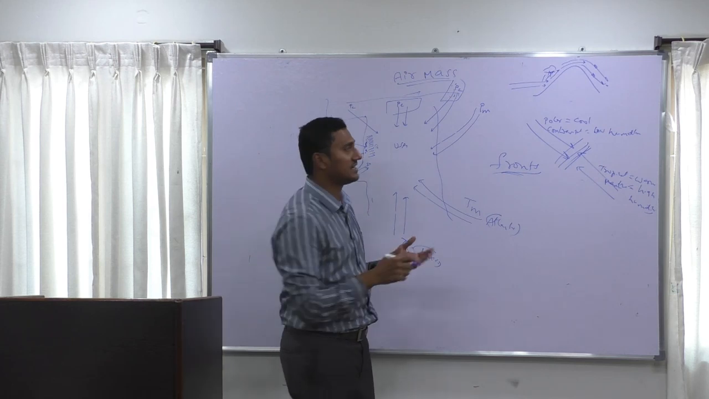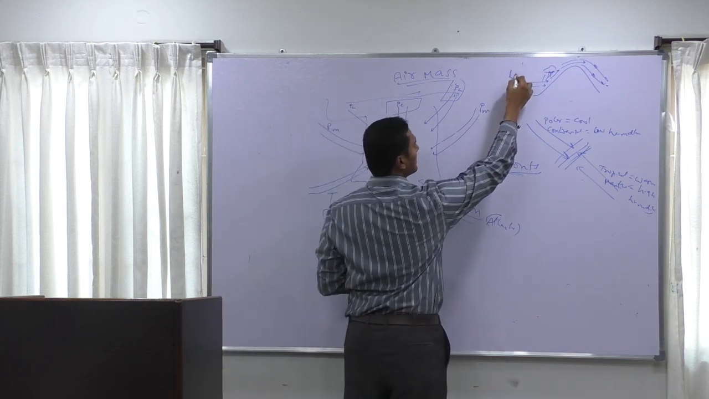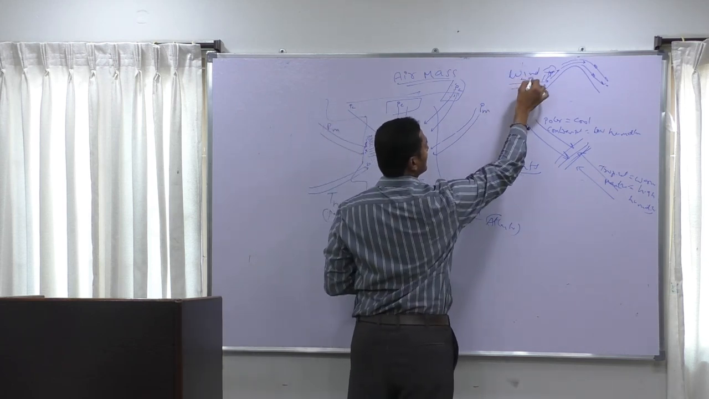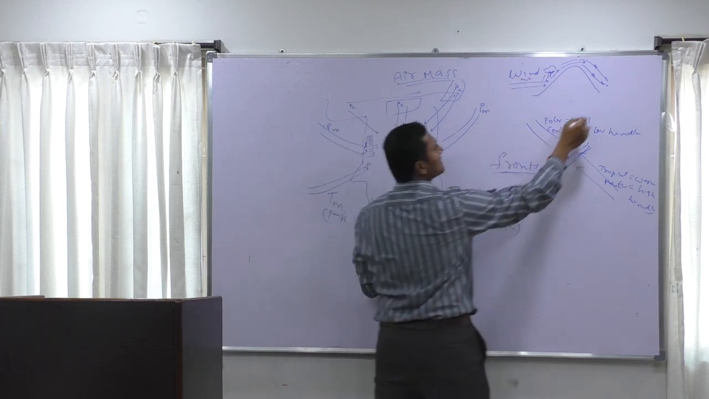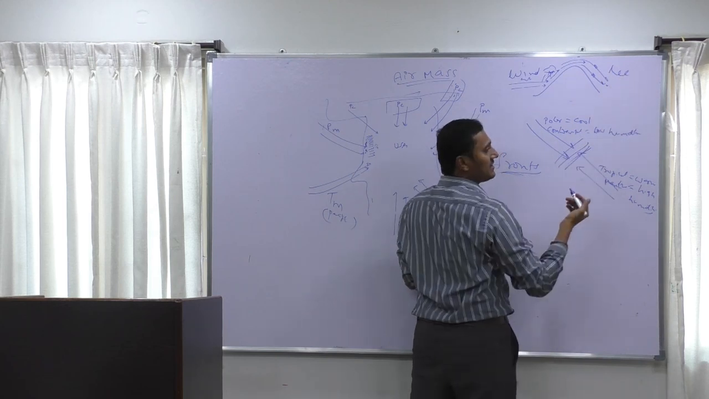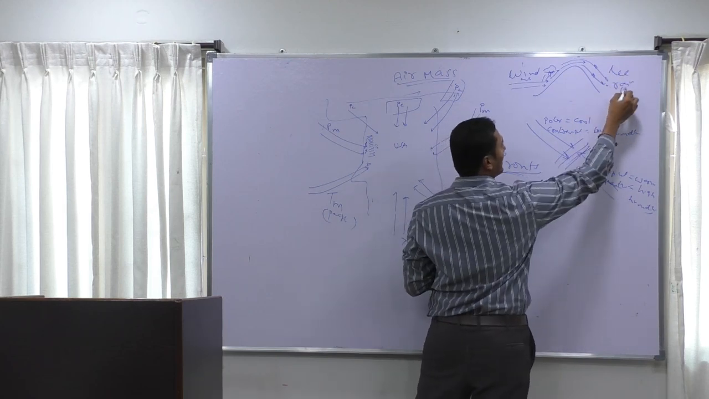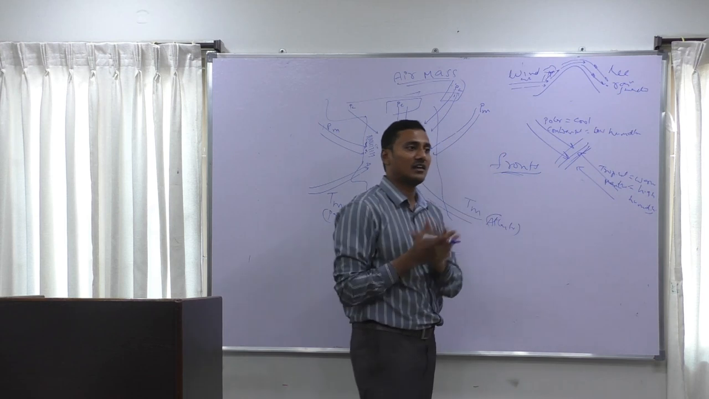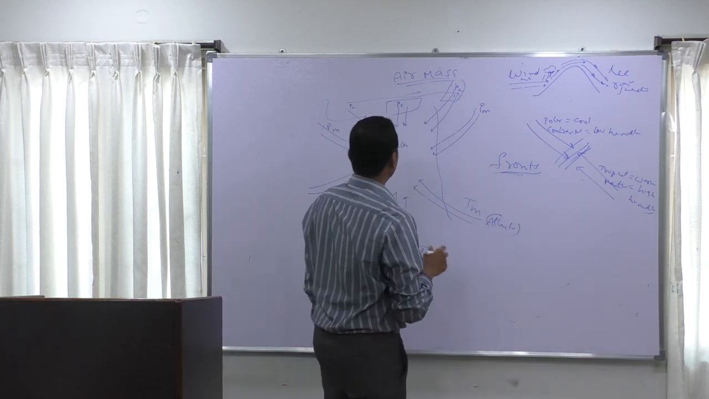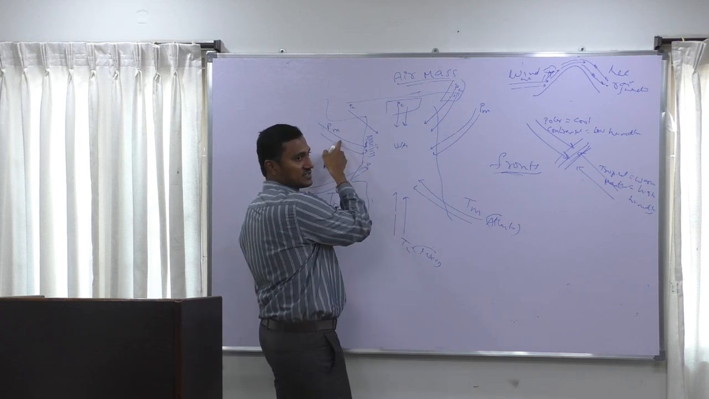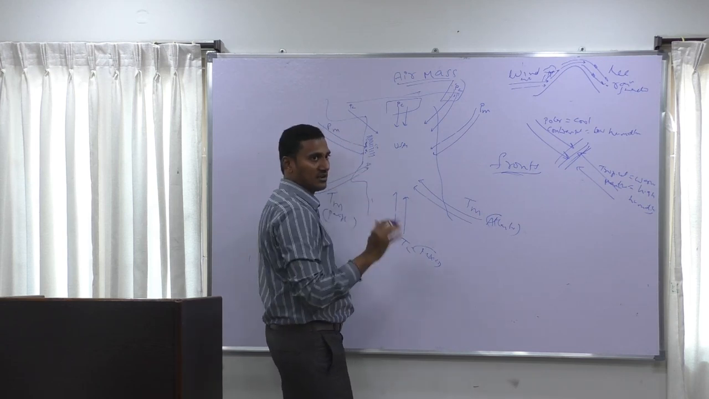We call it the leeward side. We call this the windward side. This is the windward side where rainfall will happen. That is the leeward side, the rain shadow region. Rain shadow means no rainfall. Rain shadow region. Okay? So this is the effect of these winds. Now, next.